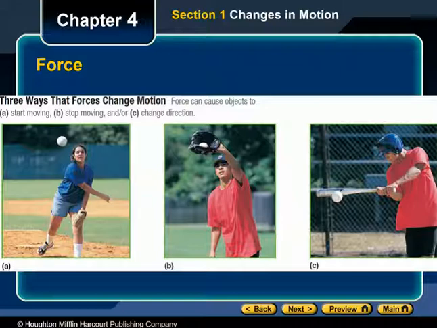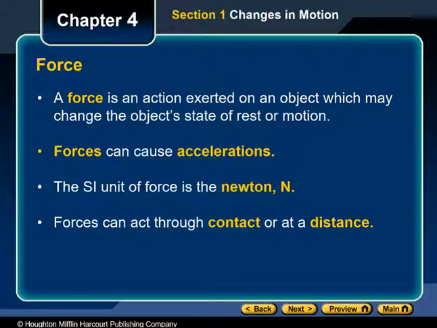Notice that in each of these cases, the force is responsible for a change in velocity with respect to time, aka an acceleration. The SI unit of force is the Newton, named after Sir Isaac Newton, who lived from 1642 to 1727, and whose work contributed much to the modern understanding of force and motion. The Newton, represented by capital N, is defined as the amount of force that, when acting on a 1 kilogram mass, produces an acceleration of 1 meter per second squared. Therefore, 1 Newton is equal to 1 kilogram times 1 meter per second squared.